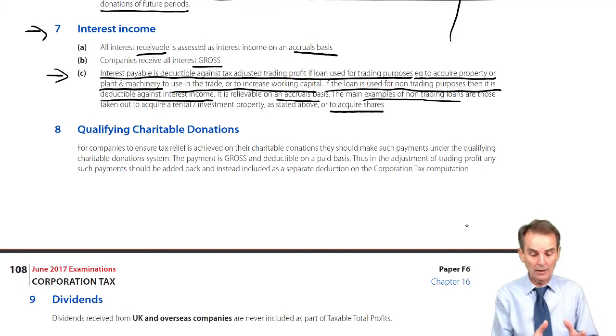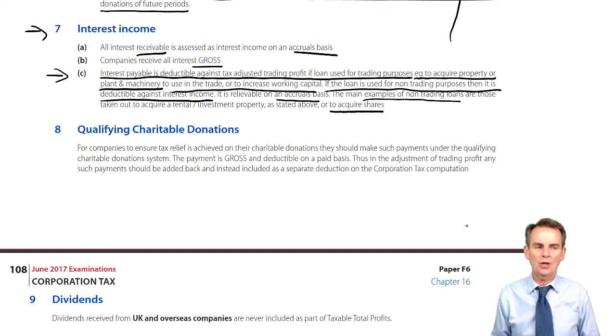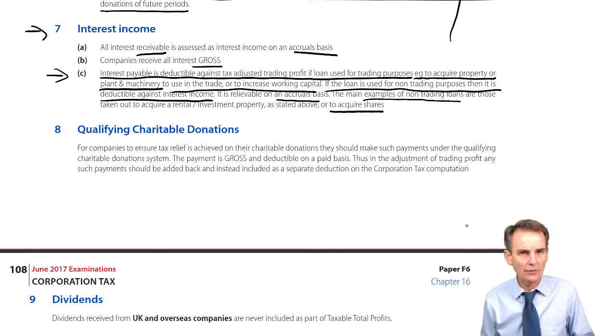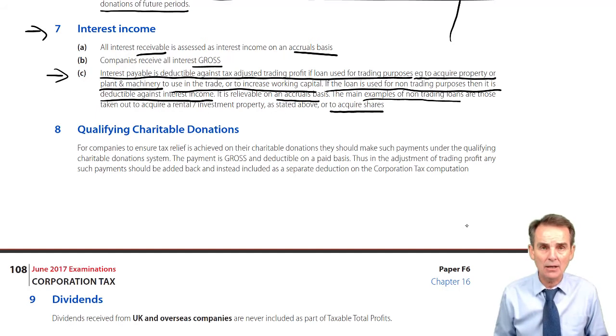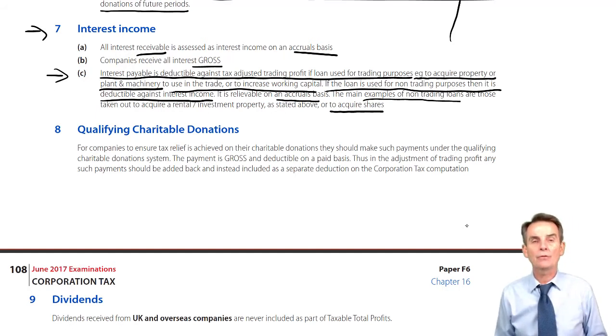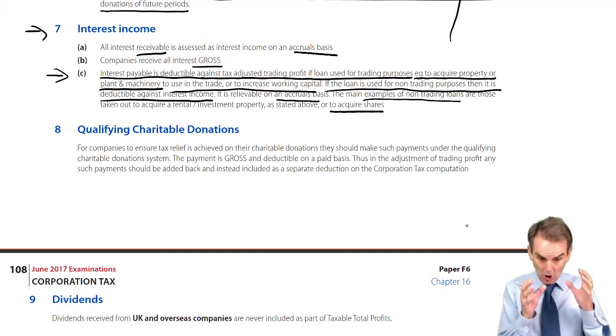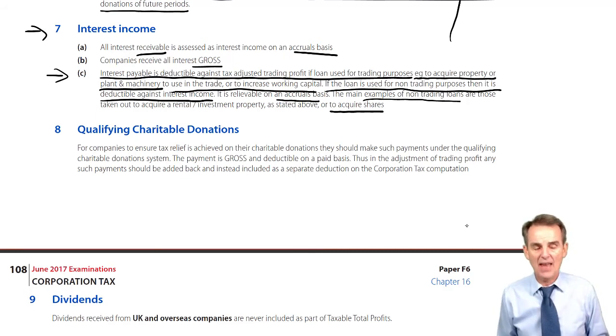because the donation is not an expense to be deducted in deriving the trading profit. Instead, as we have seen, qualifying charitable donations are deductions not just from trading profit, but from total profit. So you'd add them back in the adjustment of the trading profit and deduct them instead on a paid basis from total profits. It's got its own separate slot there on the corporation tax computation. That therefore would bring you down to TTP.